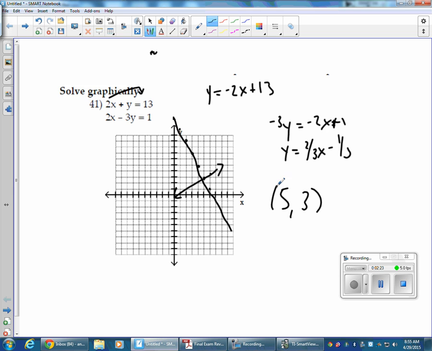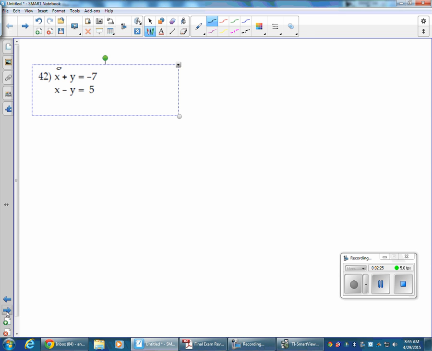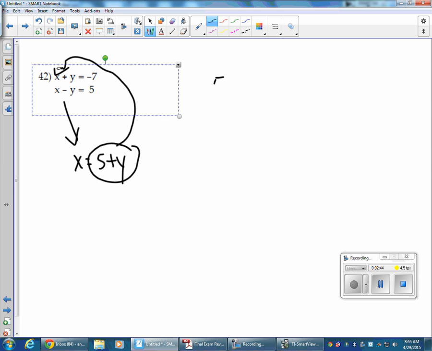Alright, next question. Problem 42. They want us to solve this, I think, by substitution. So the easiest way to do that is to solve for x or y and plug that into the other equation. So I'm going to take this bottom one and add y, so it becomes x equals 5 plus y. What I'm going to do is take 5 plus y and plug it in where x was. Now, if you'd prefer to use another method, that is perfectly fine.